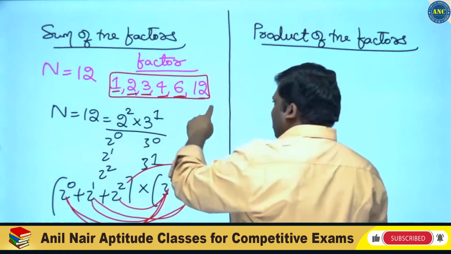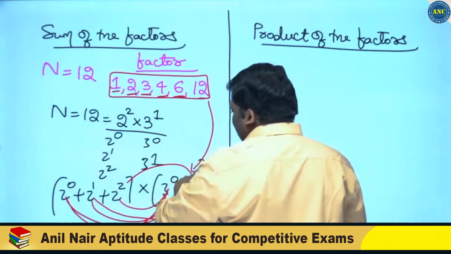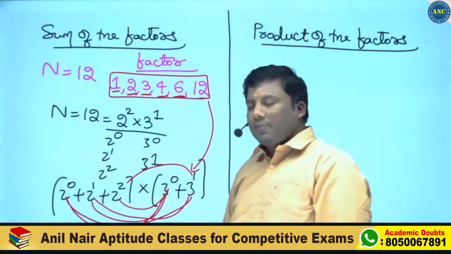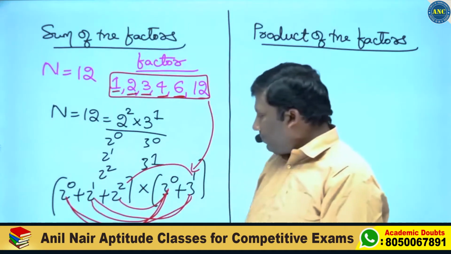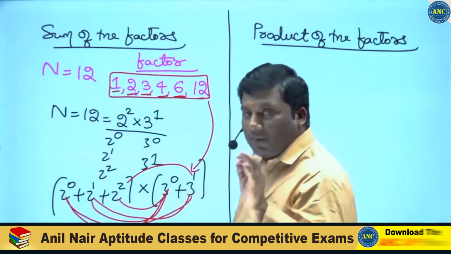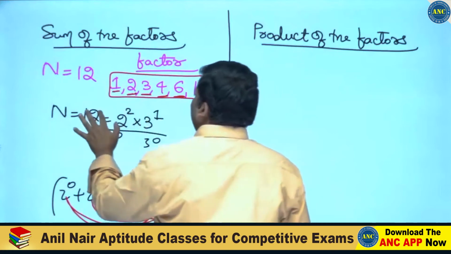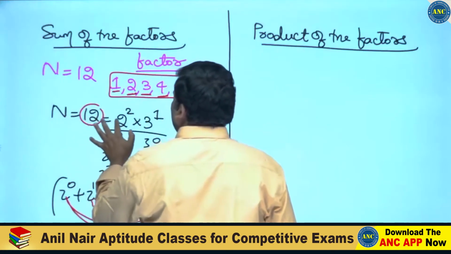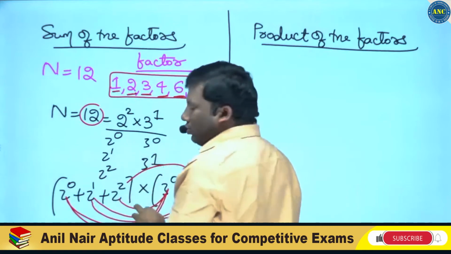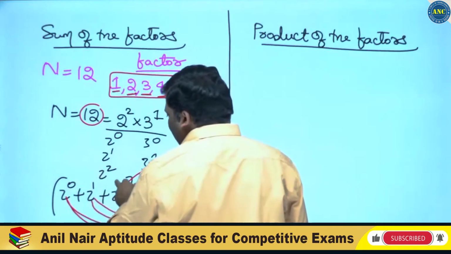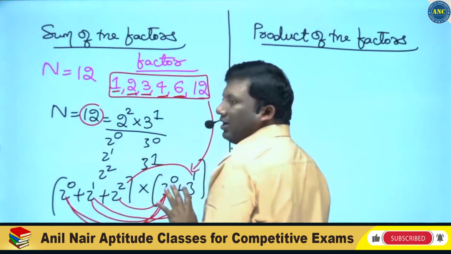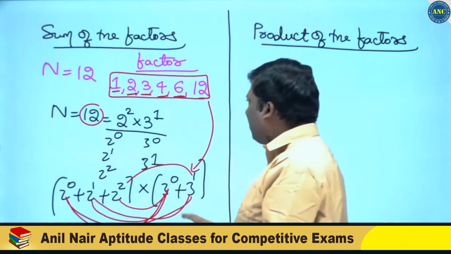1 plus 2 plus 3 plus 6 plus 12 can be written as (2 power 0 plus 2 power 1 plus 2 power 2) into (3 power 0 plus 3 power 1). That means the sum of the factors concept is: first take the number, write it down as a power of prime bases, starting from 0 to 2, 2 power 0 plus 2 power 1 plus 2 power 2, and 0 to 1, 3 power 0 plus 3 power 1. This is the concept for sum of the factors.